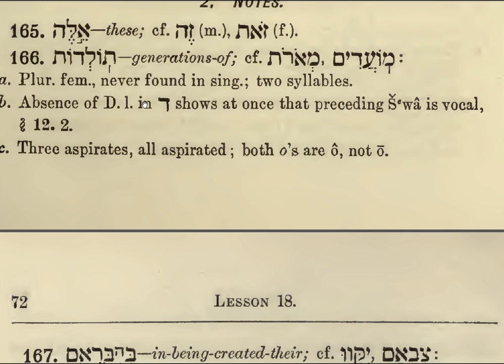Lesson 17, which is 18 in the textbook. Elle, these. Compare this with ze, masculine, zot, feminine. Toledot, generations of. Toledot, compare this with meorot, mongadim.